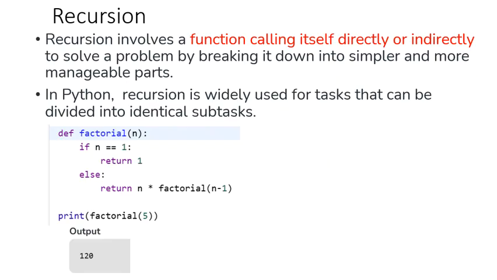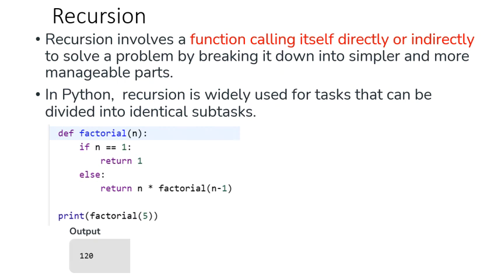And the last part of this unit is recursion. Recursion involves a function calling itself directly or indirectly to solve a problem by breaking it down into simpler and more manageable parts. In Python, recursion is widely used for tasks that can be divided into identical subtasks. So here, finding the factorial of a given number.